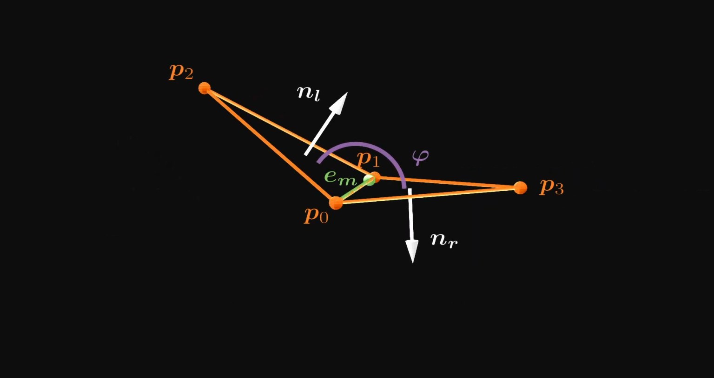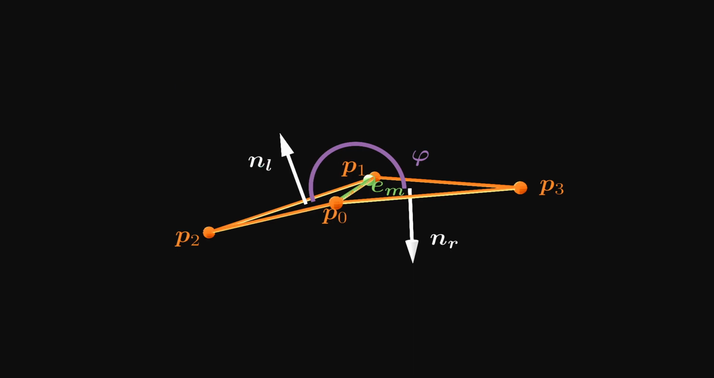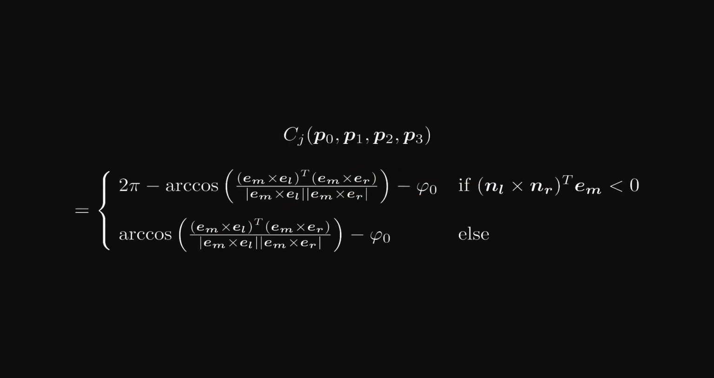Here, phi is smaller than pi. The cross product of the two normal vectors points in the same direction as the shared edge vector. For a setup where phi is greater than pi, the cross product between the normal vectors now points in the opposite direction. Using this, the constraint can be reformulated. If the dot product between the normal vector cross product and the edge vector is negative, they point in opposite directions, so the angle is flipped. Else the original formula is used.